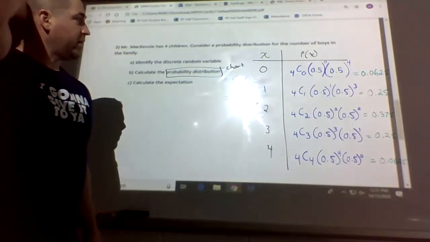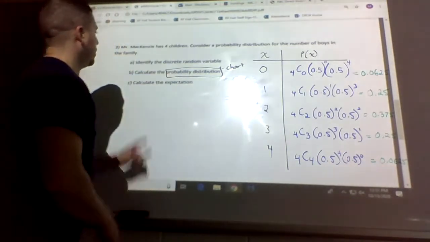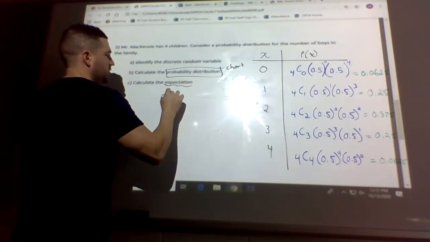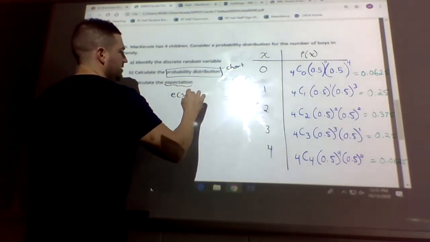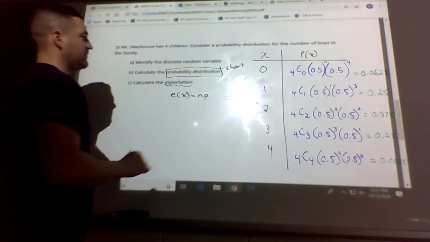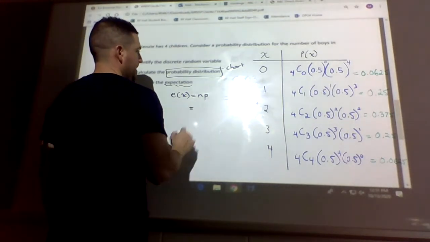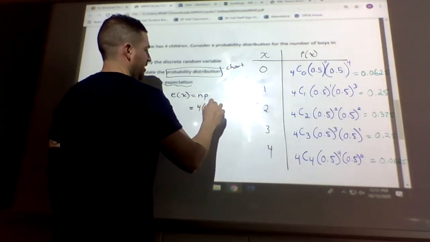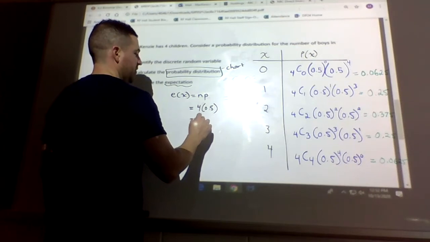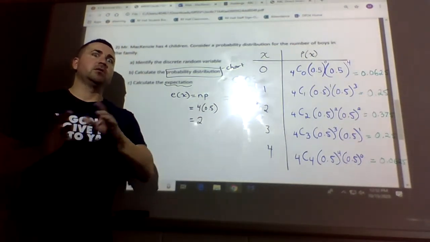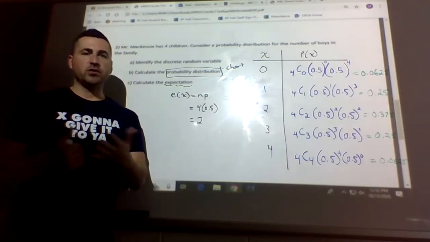Okay, our very last question now. Oh, calculate the expectation, sorry. So expectation, so E of X. In this case, since it's binomial, it's n times p. So the number of trials in this case is 4 times the probability of 0.5. So 4 times a half, which is 2. So how many males should you expect? In a litter of 4 children, you should expect 2.